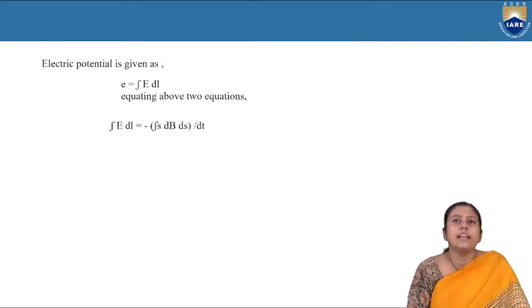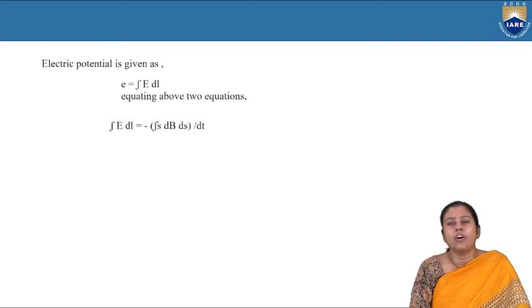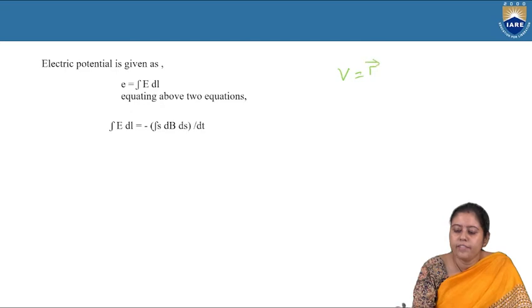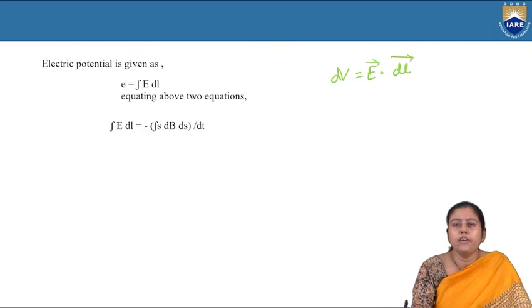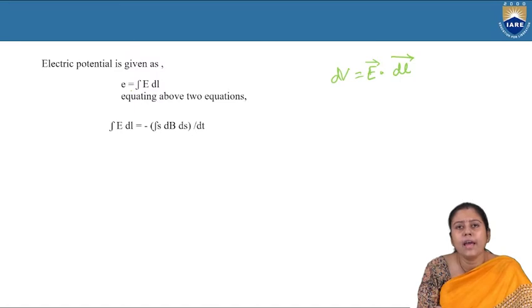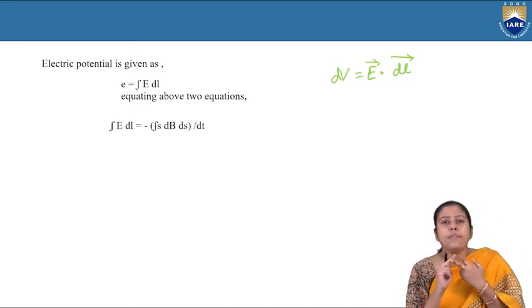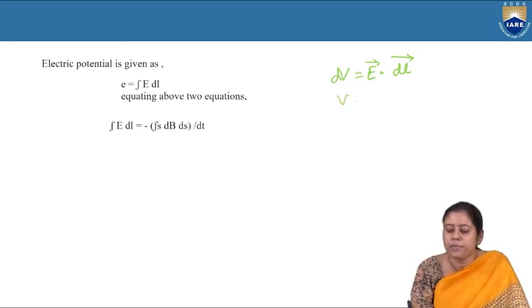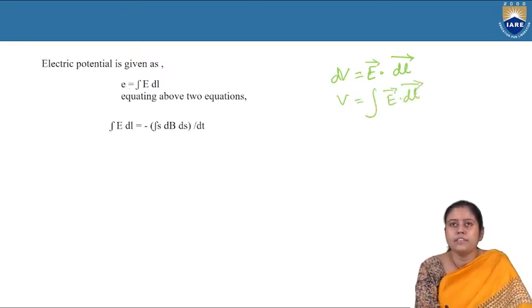We also know that the electrical potential, the EMF E, is given by the integral of E dot dl. We know dV is equal to E dot dl. We have already discussed this many times. Voltage and EMF are the same; if it is an open circuit, we call it EMF, and if it is a closed circuit, we call it voltage. So E is equal to the integration of E dot dl.